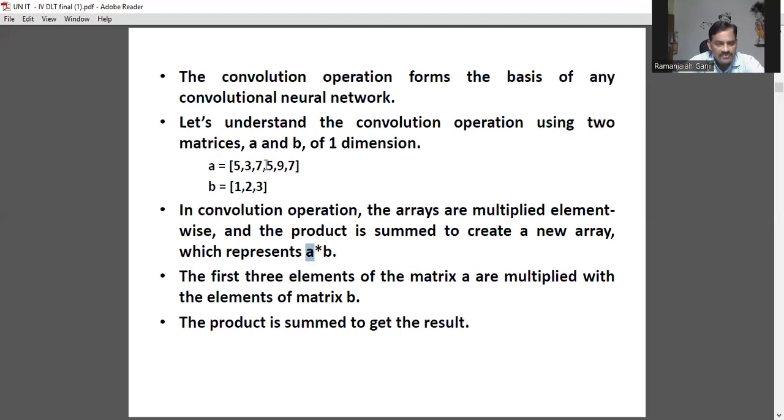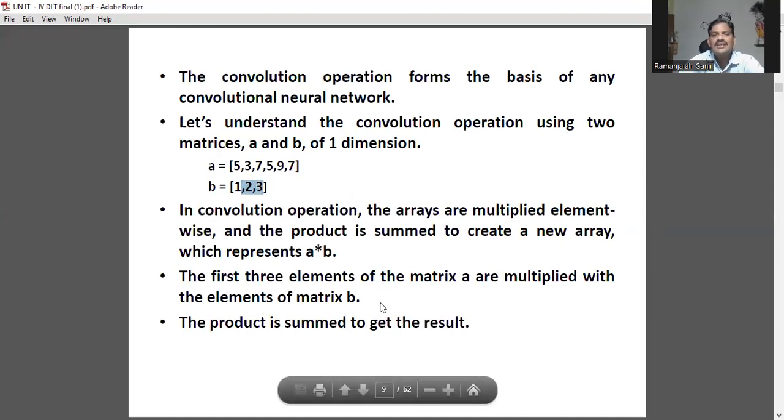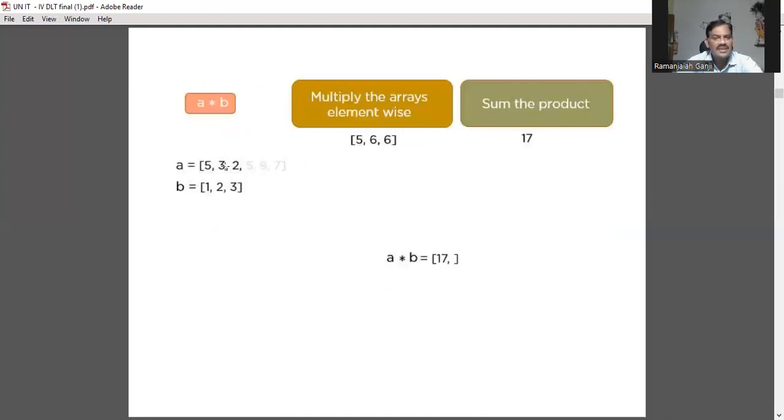The first three elements of matrix A are multiplied with the elements of matrix B. The product is summed to get the result. This procedure will be continued. See this, A into B: 5 3 2 with 1 2 3. So I multiply 5 into 1, 5. 3 into 2, 6. 2 into 3, 6. That is totally 6 plus 6 plus 5 is equal to 17. Sum of the products is 17. That is, A into B is 17 first.